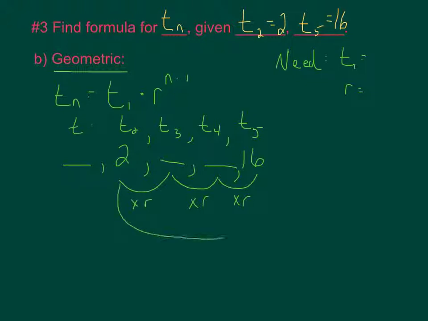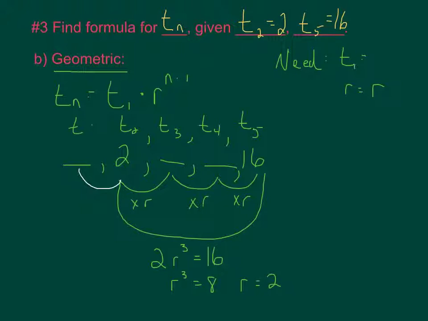So to get from the second term all the way to the fifth term, you're actually taking the second term and multiplying it by r, and r, and r. Well, a simple way to write that is r to the third power. That's equal to 16. Well, now you can solve pretty easily for r. r cubed is 8. That means r has to be 2. Sweet! I'm going to write that up here. r is 2.